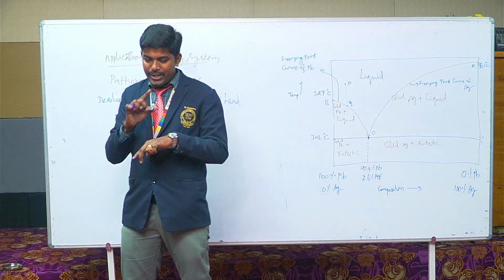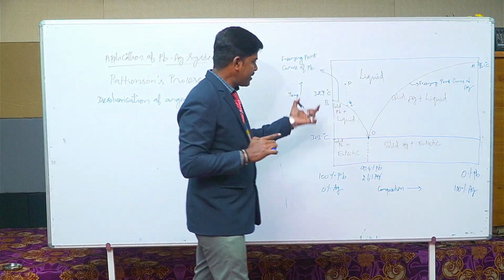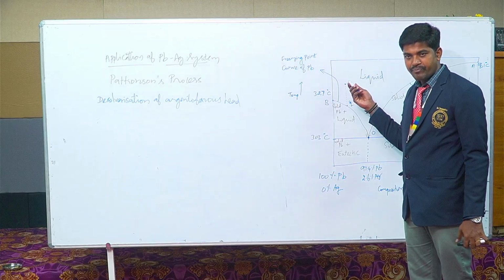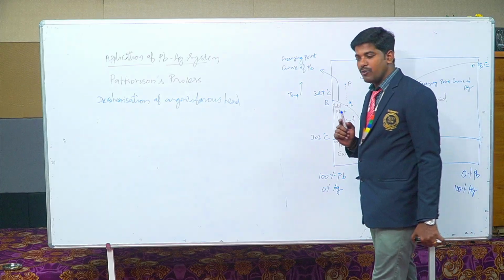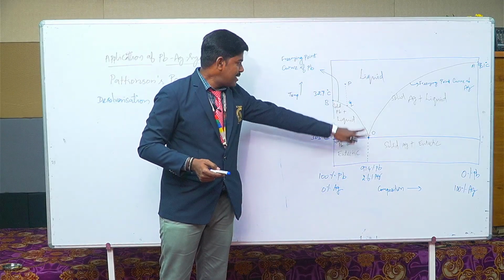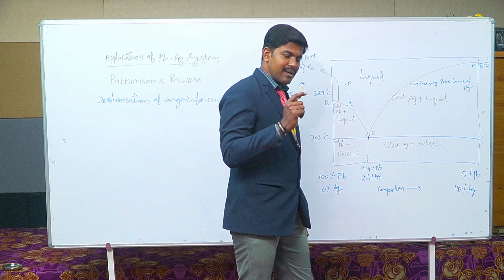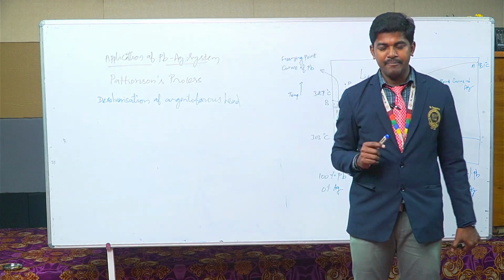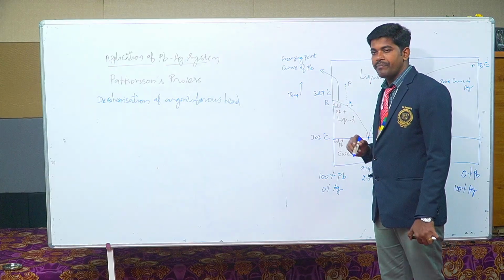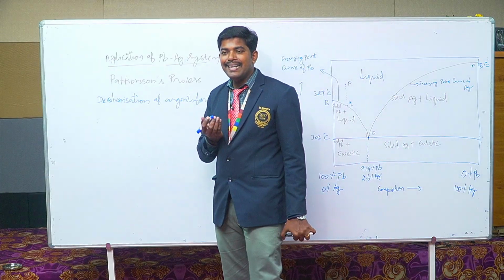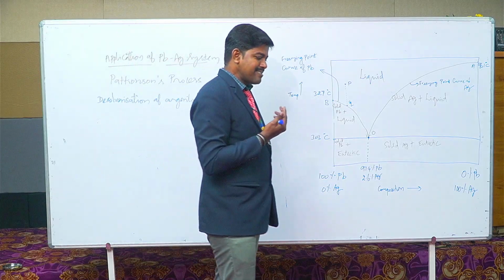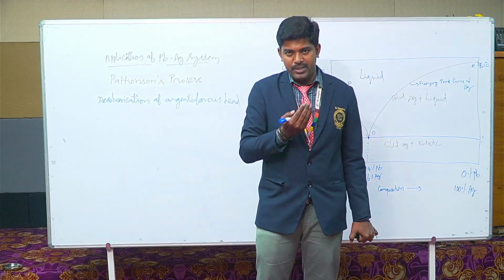Now, I will explain how it is possible using this diagram. See, at the point P, the percentage of silver is low and the percentage of lead is high, as I mentioned here. While reducing the temperature, when you move from point P to Q, the lead starts crystallizing. The crystallized lead is frequently removed from the mixture.